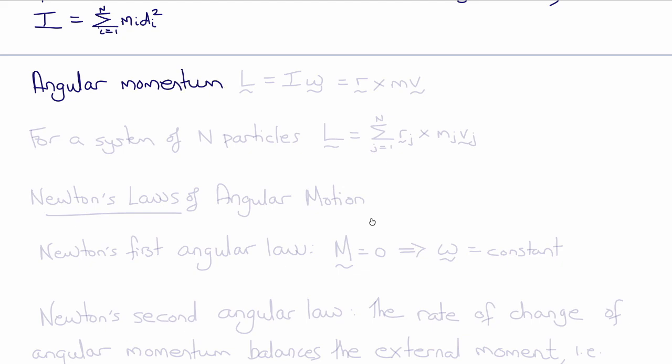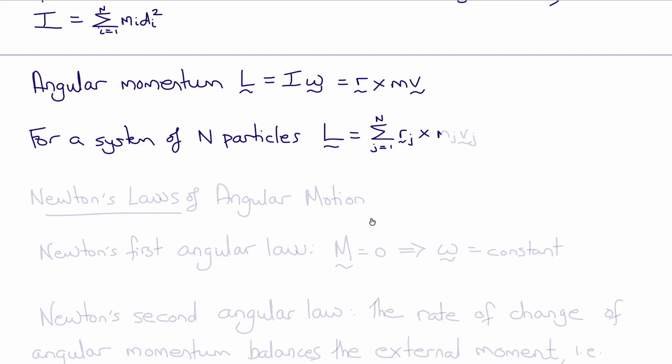Angular momentum, by analogy with linear momentum, which is mass times velocity, is I times angular velocity and is labeled L. And like linear momentum, it is a vector that can also be expressed as the cross product of r times the linear momentum, mv. So for a system of n particles, the angular momentum L is the sum from j equals 1 to n of rj crossed with the linear momentum of each particle, mj vj.